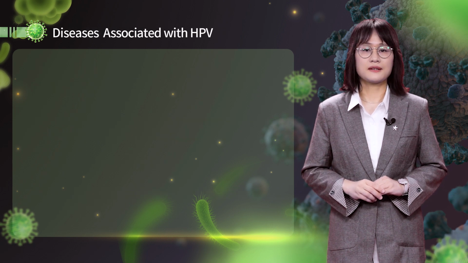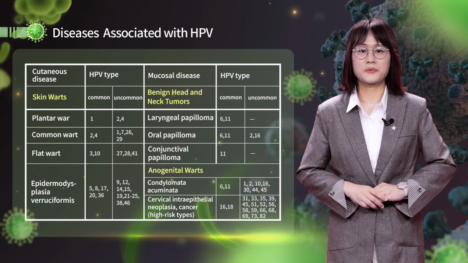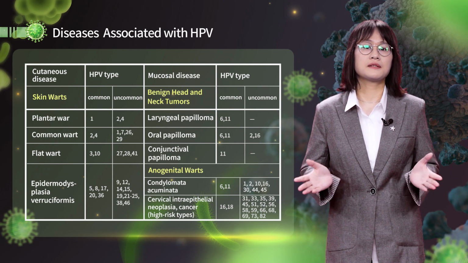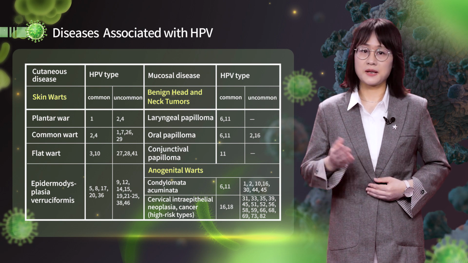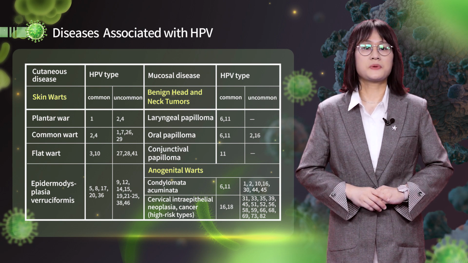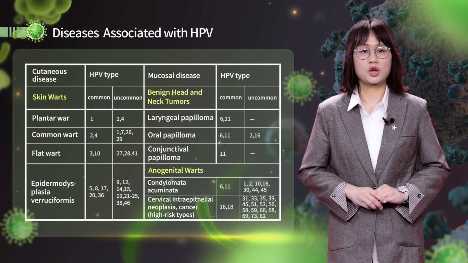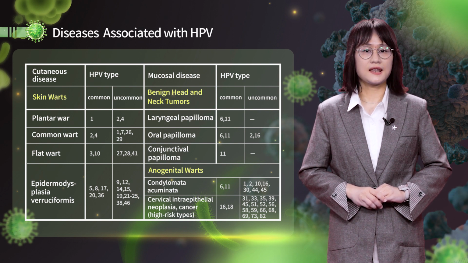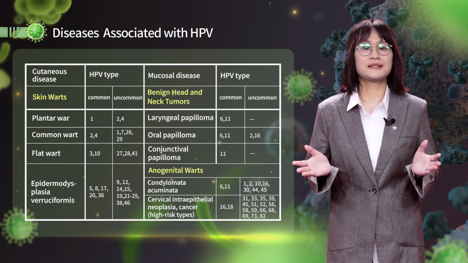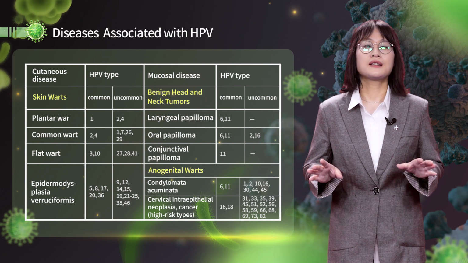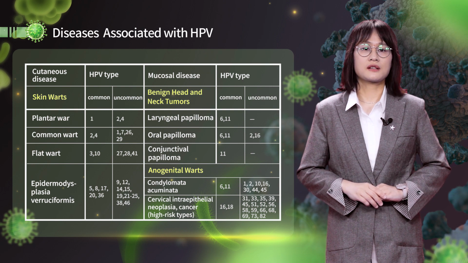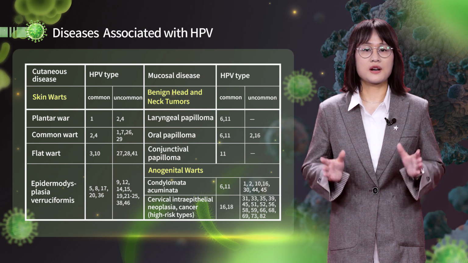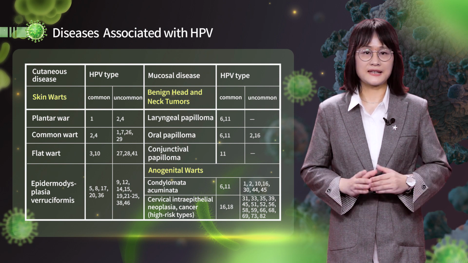As I mentioned, different HPV types have affinities for various tissues and hence different manifestations. The table here summarizes the HPV types and diseases they cause. As you can see, HPV can cause skin lesions and mucosal diseases such as benign head and neck tumors, condylomata acuminata, or cervical intraepithelial neoplasia.